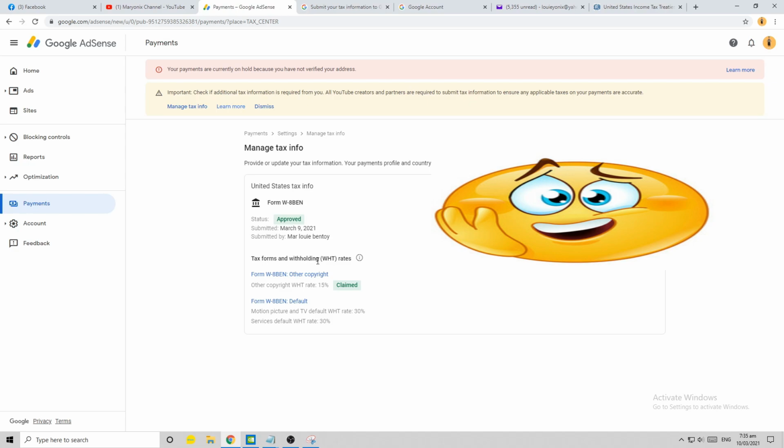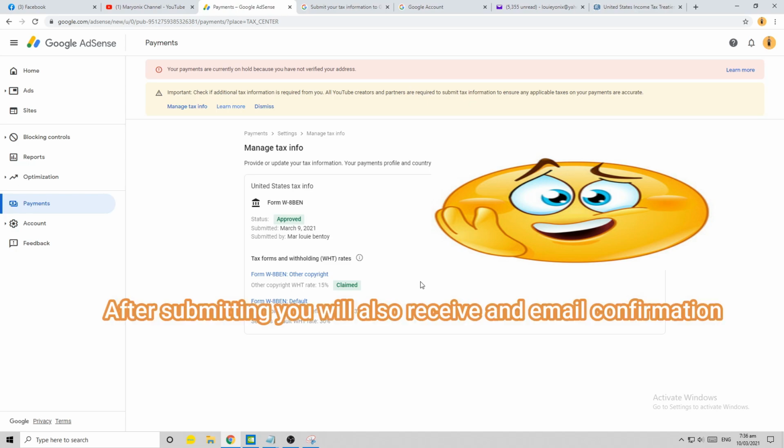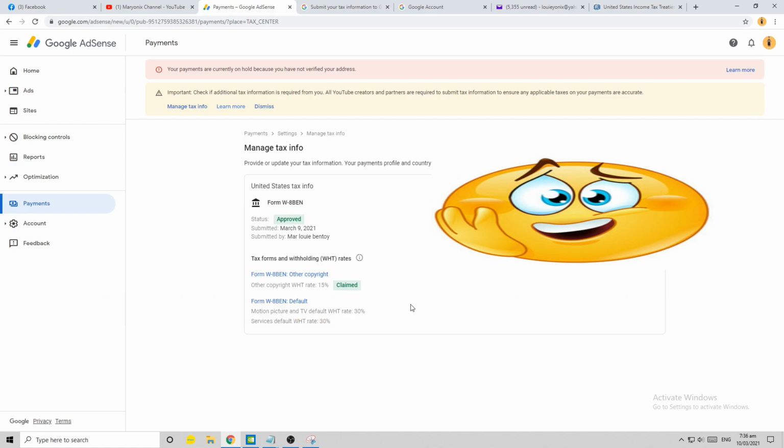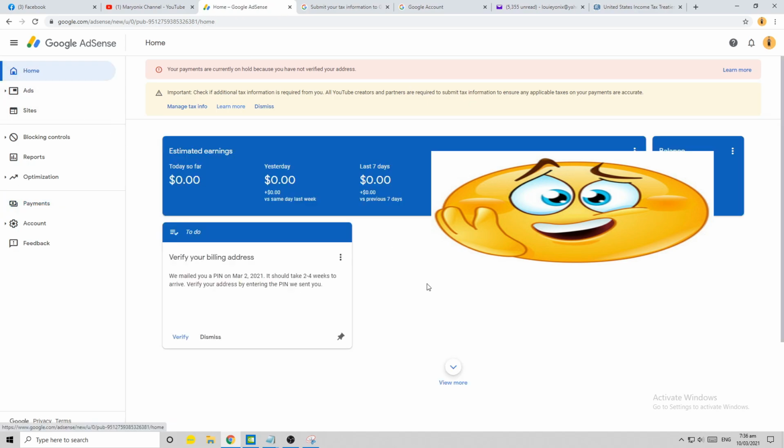So if you will see the withholding tax rates, guys, we have a treaty between the Philippines and the United States for the tax rate. For the default, we have 30%. But for me it won't matter because I don't have viewers from the US. Most of my viewers are from the Philippines. So the status of my tax is already approved. So I'm good with this. So basically that's all you need to do. Just follow the steps I did. And yeah, you're good to go.